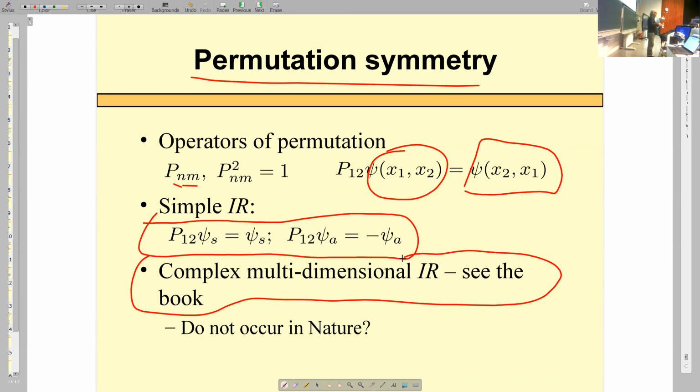Which would involve many wave functions. Okay, and if they would actually occur in nature, I would have a terrible problem of giving this course, and you all would have a terrible problem understanding quantum mechanics. For some reasons, and I will try to outline, if not the reason, then at least the motivation, these multidimensional representations do not occur in nature.